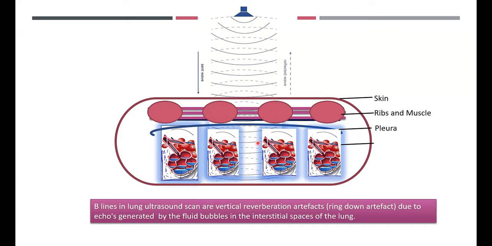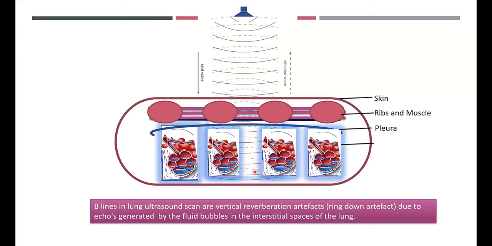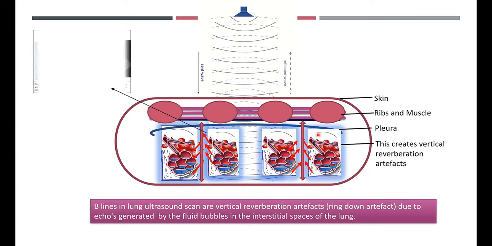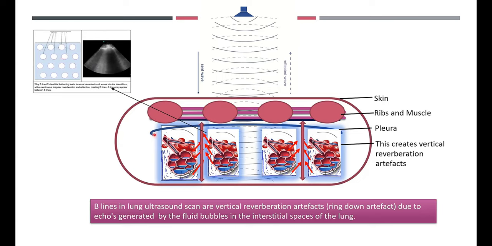Now, how is that fluid organized? It's organized as small bubbles, which I'll show you, in the form of a tetrahedron. So sound waves tend to reflect back into these areas, and they reflect in between these small bubbles stuck there, as opposed to in the horizontal areas. And they produce what we call classical vertical reverberation artifacts, which we call B lines. If I were to magnify these areas, which are full of fluid in the interstitial space, you'd be able to see these tetrahedrons. And you can see the sound waves basically stuck there. They can't reflect back horizontally. They reflect back, they refract, they go all over the place, and they create these vertical artifacts, which we call B lines.